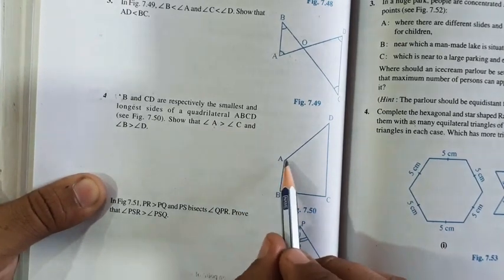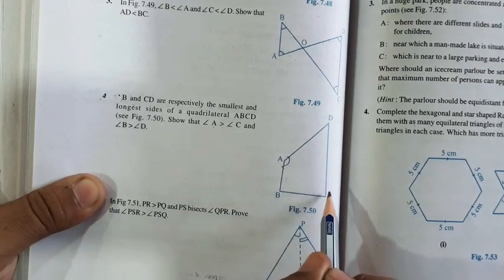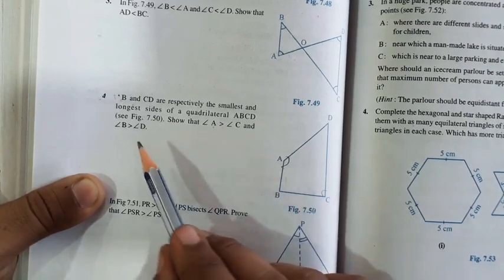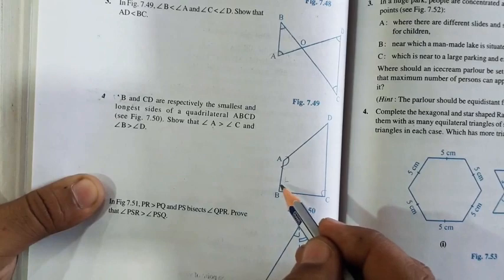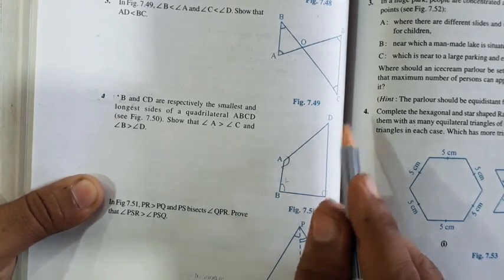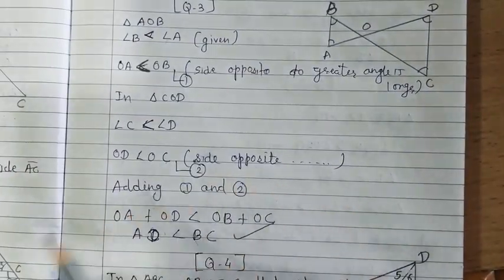Angle A बड़ा होगा किससे? C से. Means this one is larger than this angle. And again we have to show that angle B is larger than angle D. So this one is larger than D. So let me see how to prove that.